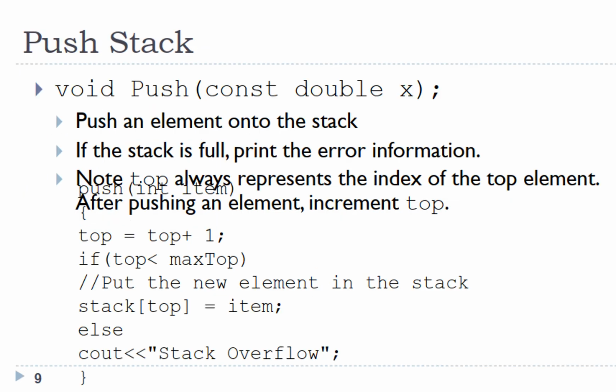8. Push stack. void push(const x): push an element onto the stack. If the stack is full, print the error information. Note that top always represents the index of the top element. Push int item: after pushing an element, increment top. top equals top plus 1; if top is less than maxTop, put the new element in the stack: stack[top] equals item; else stack overflow.